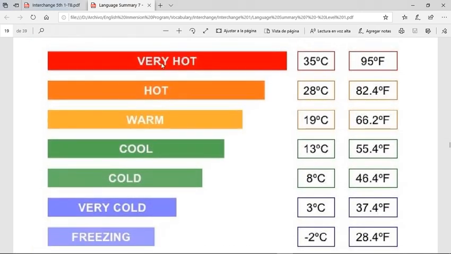Okay? We have temperatures here. We have very hot. Something is very hot if it's 35 degrees Celsius. Hot is 28 Celsius. Warm, cool, cold, very cold, and freezing, according to the different temperatures. Right now, in the Dominican Republic, we're between very hot and hot. So, for some people, warm is 19 degrees Celsius, but for us, that is actually cold, or cool, more like.